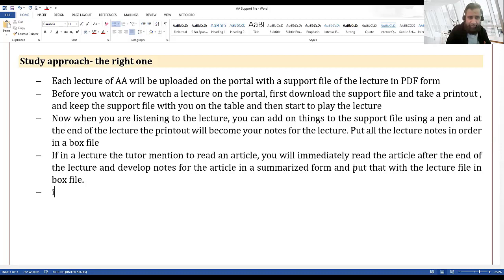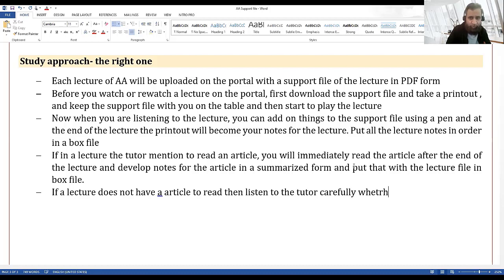If a lecture does not have an article to read, then listen to the tutor carefully whether to read the book or not. Because there might be some miscellaneous areas. For miscellaneous areas, I will not recommend you to read the book, right? So if a lecture does not have an article to read, then listen to the tutor carefully whether to read the book or not.